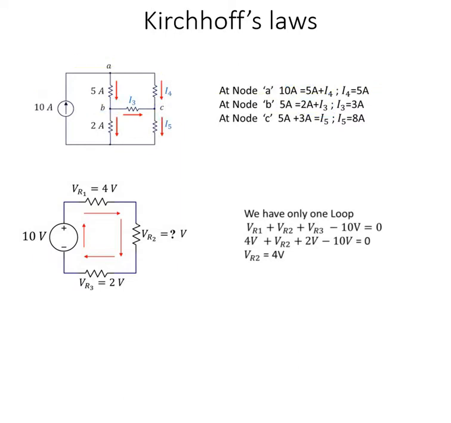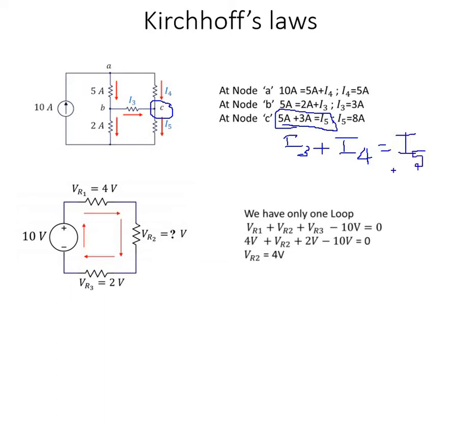At node C, can you find the current? At node C, the incoming current is I3 plus I4, which is equal to I5. See here, the incoming current is I3, write it, plus the incoming current I4, which is equal to I5.